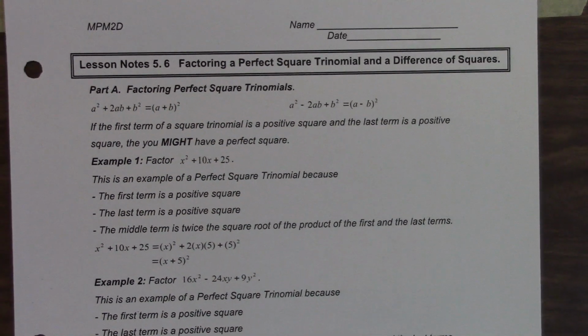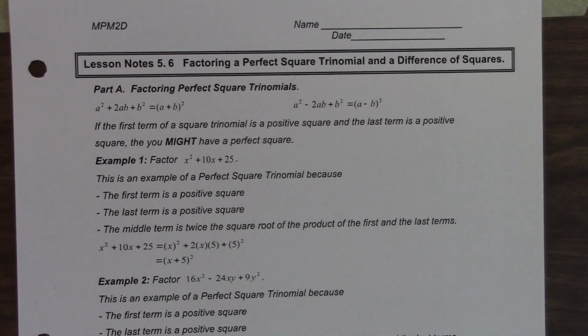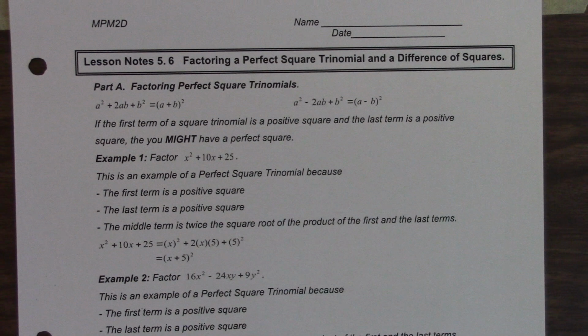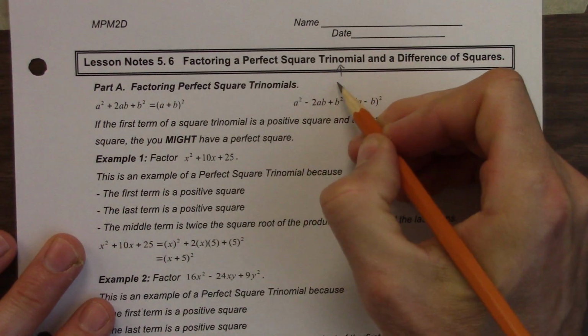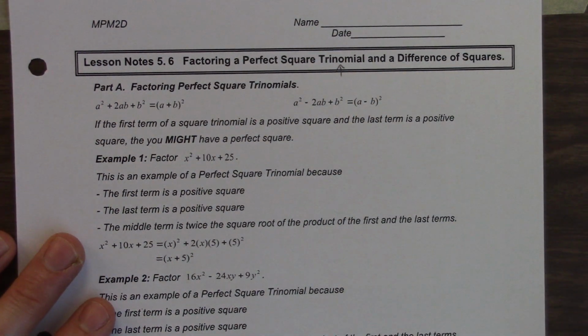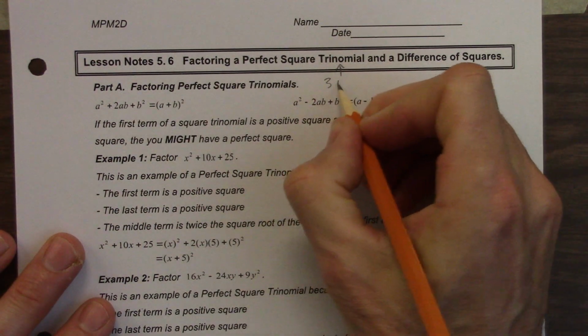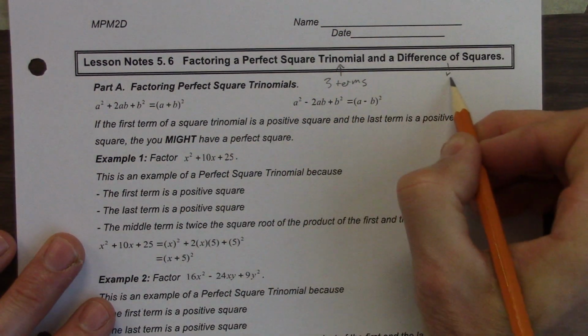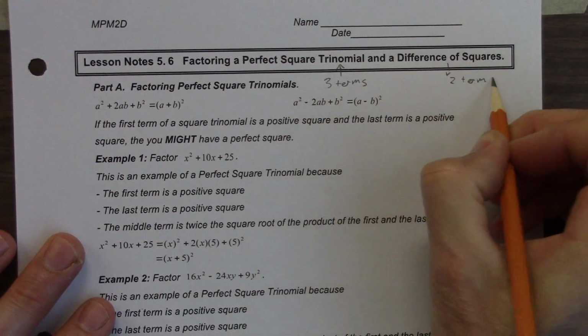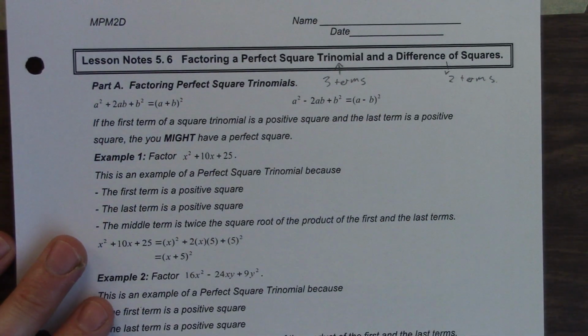Okay, this is 5.6, factoring a perfect square trinomial and a difference of squares. So we're going to look at two cases today. One is called a perfect square trinomial. This one has, how many terms does a trinomial have? Three terms, good, 3 terms. And then difference of squares is going to have 2 terms. Okay, we're gonna look at that in the second part of today's lesson.